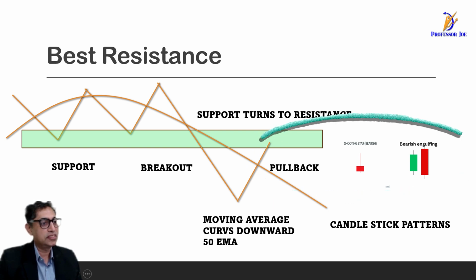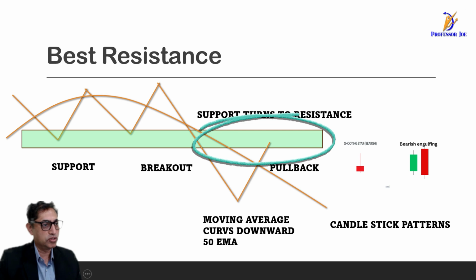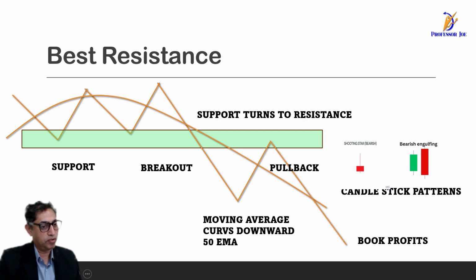So if you see all these things over here, you enter into a trade at the resistance zone, which was earlier a support zone, and you wait for the price to reach your profit. So this is how a perfect resistance zone looks like.